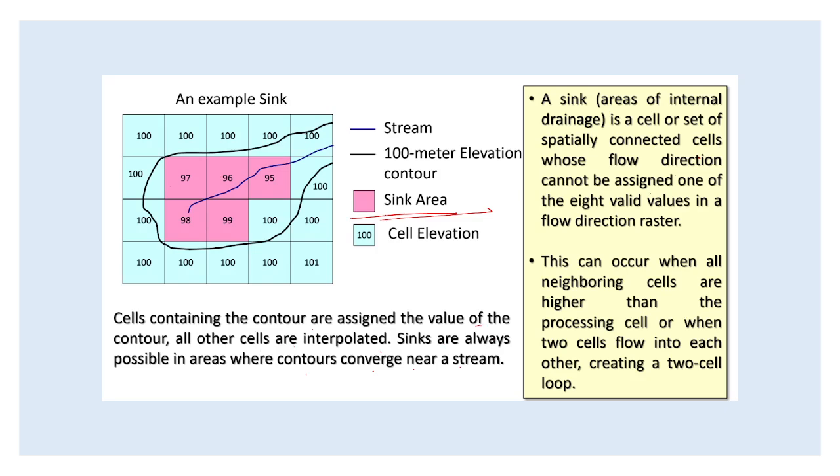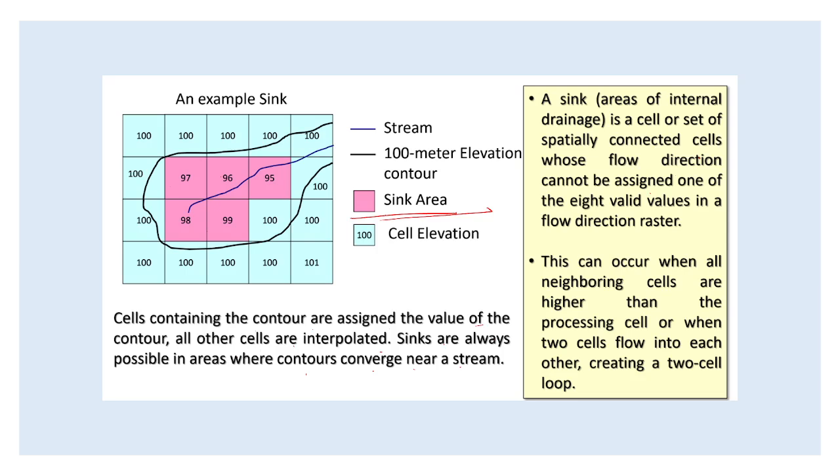The problem with the sink is that you need to have a flow direction, right? That value cannot be assigned because in a sink, the water is going to go down. So that flow is restricted, right? So it's not possible to assign a value for the flow direction in a raster. This can occur when all neighboring cells are higher than the processing cell, or when two cells flow into each other, creating a two cell loop.